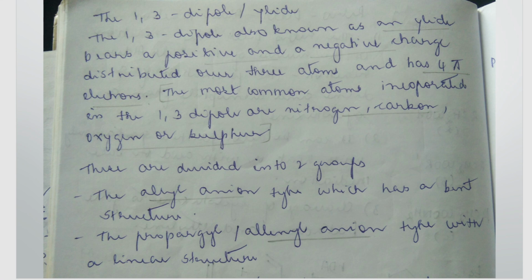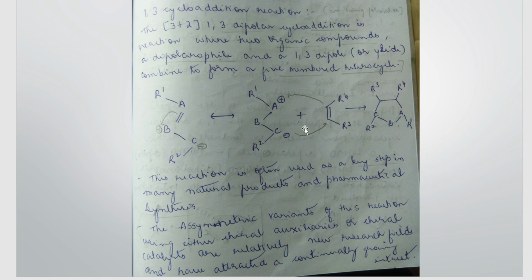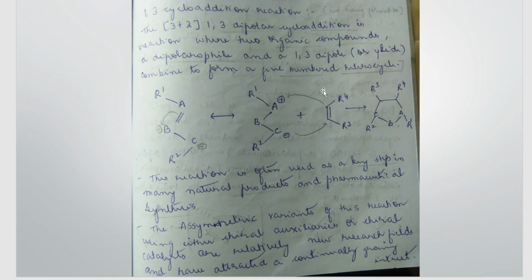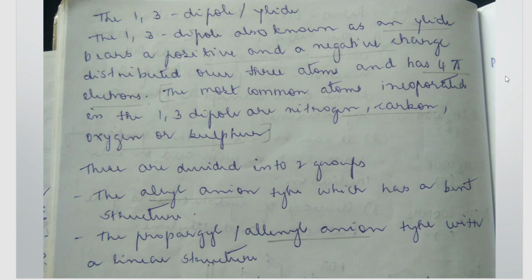Next, what is this 1,3 dipole or ylide that we're speaking about? I told you this is the ylide that we're talking about here. So this 1,3 dipole, it is known as an ylide, and it bears a positive and a negative charge that is distributed between three atoms, and it has 4 pi electrons. Now you can see here the positive and negative charge is distributed between A, B, C, the three atoms, and it also has 4 pi electrons. And this ABC atom, the most common types of atoms that are incorporated here can be nitrogen, carbon, oxygen, or sulfur.